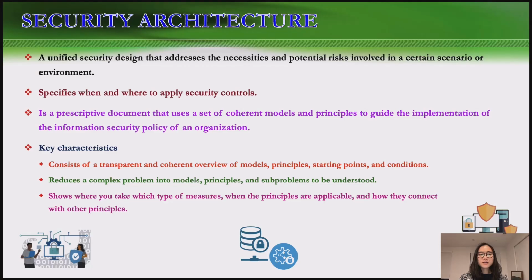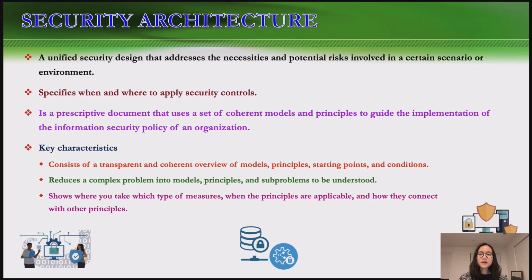Let's first discuss security architecture. A security architecture is a unified security design that addresses the necessities and potential risks involved in a certain scenario or environment. It also specifies when and where to apply security controls. It is a prescriptive document that uses a set of coherent models and principles to guide the implementation of the information security policy of an organization.